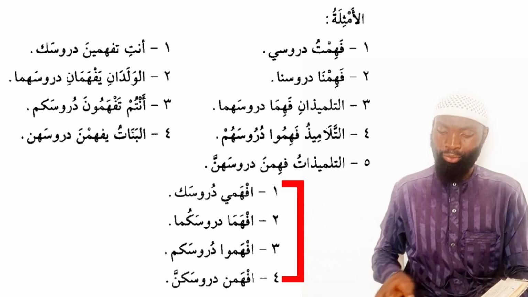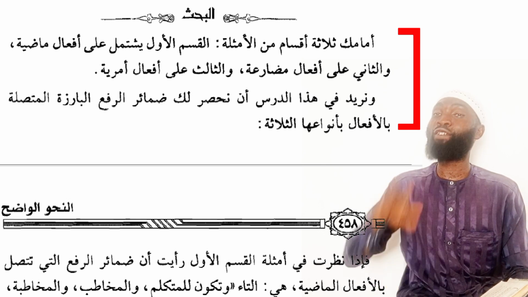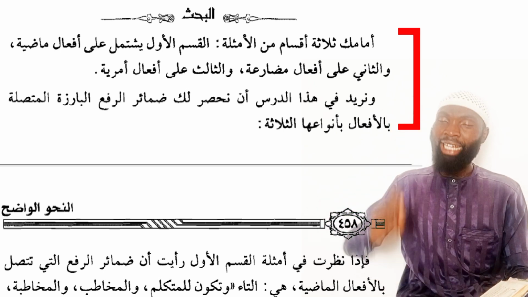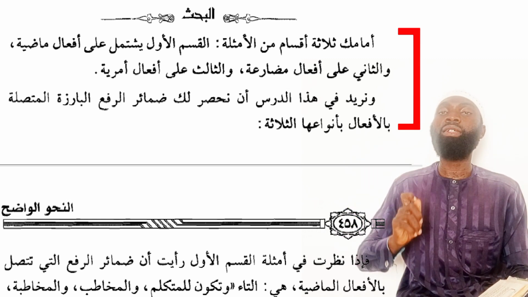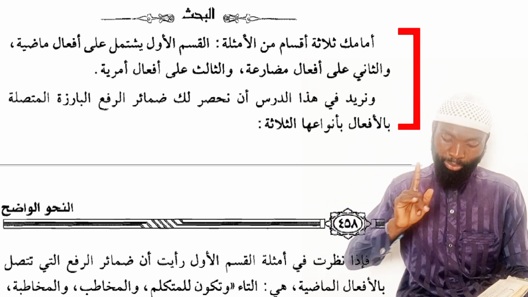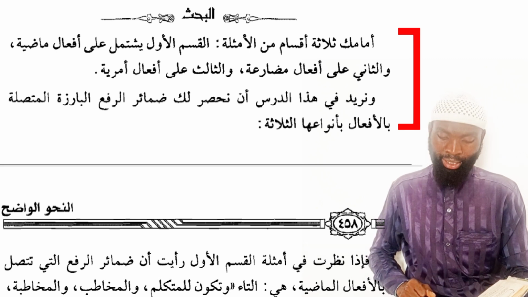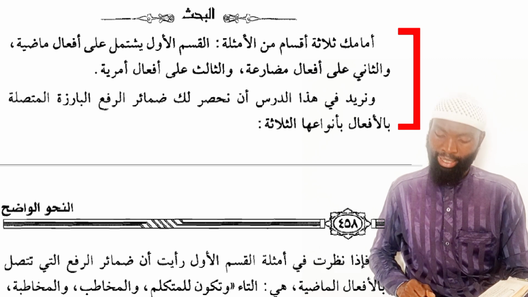Now let's come to al-bahth to understand this topic. Amamaka thalathatu aqsamin min al-amthila. So in front of you, as you have read earlier, there are three groups of examples. Al-qismul awwal, the first section, yashtamilu ala af'alin madiya. The first section, examples 1 to 5, all contain past tense verbs. Wathani ala af'alin mudari'a, the second contains present tense verbs. Wathalithu ala af'alin amriya, and the last section contains command tenses.